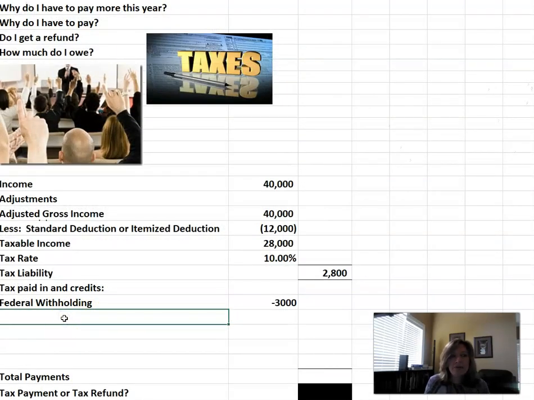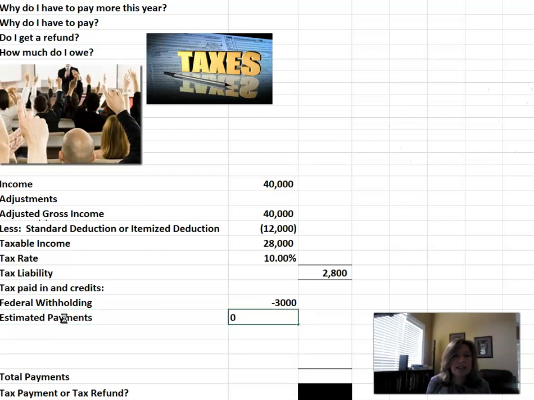Another place that we could have tax paid in is if we made any estimated payments. This is used more often for people who have businesses, but anybody can pay in some extra during the year. The reason is that you can't wait until your taxes are due. You're supposed to pay in as you go. It's called pay as you go, and so a certain amount is due each month. So we would call these estimated payments if we had any. For us, we won't have any in this example.